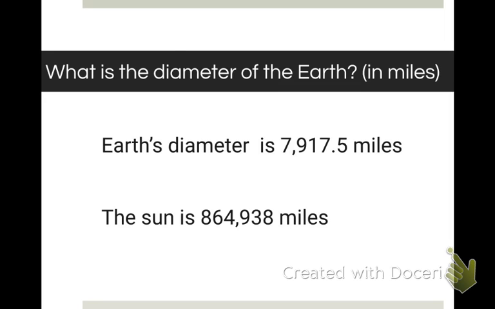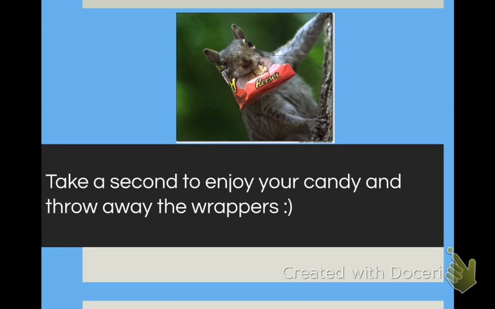Okay, let's continue on. So we'll just give you a second to enjoy your candy. Make sure that you throw away all of your wrappers and your trash. We're about to continue on with notes, but if you do need to throw away any wrappers and make sure that our area is clean, then please go ahead and pause the video while you do that.